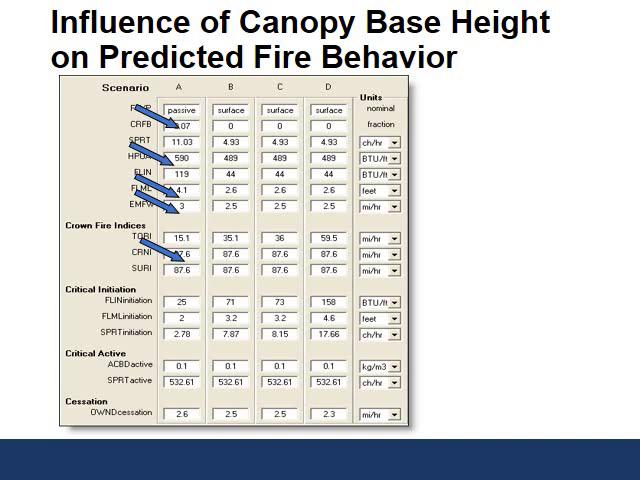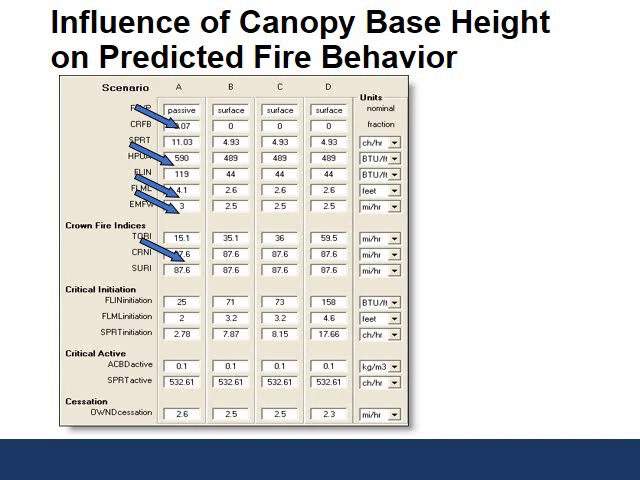Here is a NEXUS printout comparing 4 of our estimates for canopy base height. Scenario A is the 20th percentile crown base height estimate. Scenario B is the average canopy base height estimate. Scenario C is the canopy bulk density equal to 0.011 kilograms per meter cubed estimate. And Scenario D is the estimate from the Cruz et al. 2003 equations. For each of these scenarios, we held all input variables constant except canopy base height.